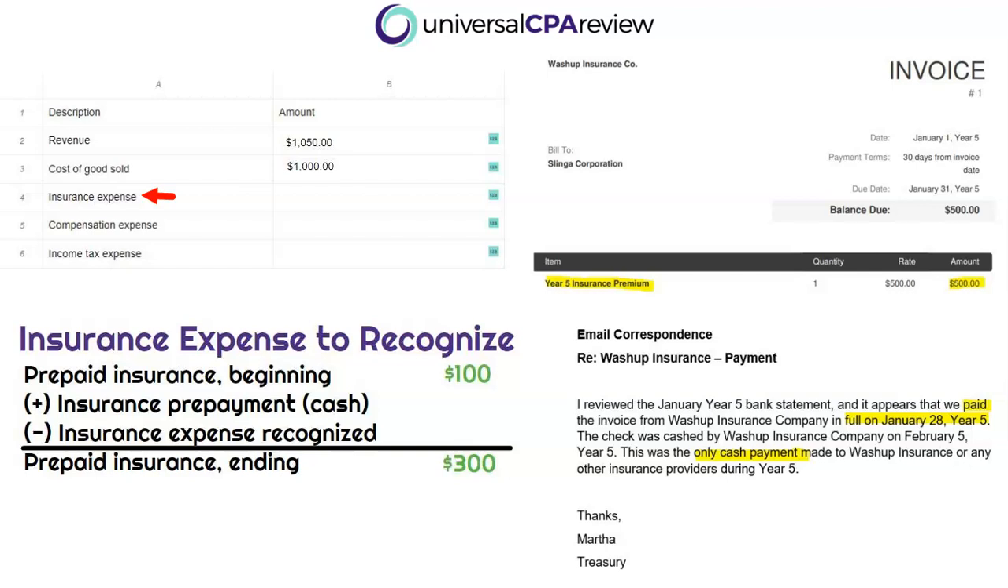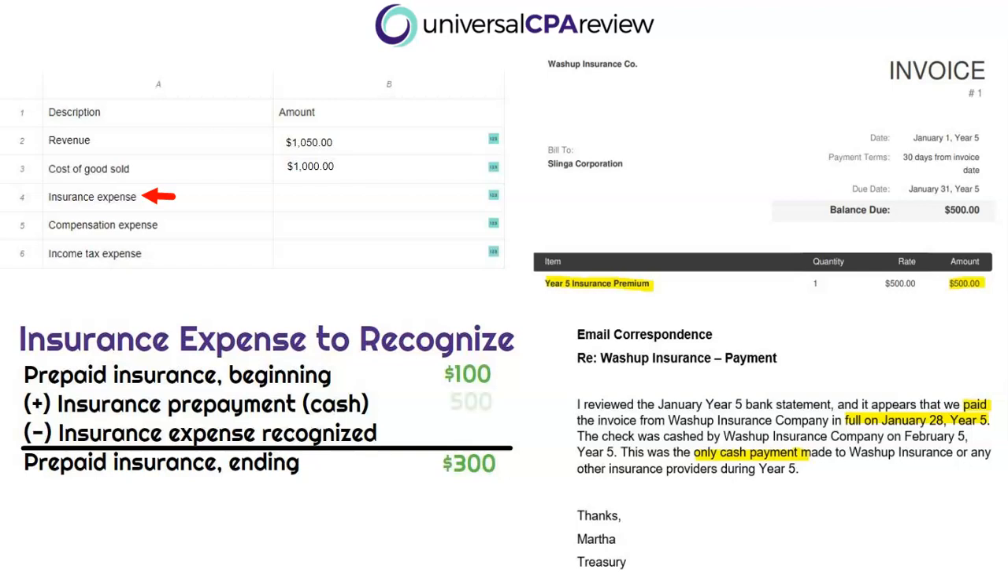We don't know if they've actually made any cash prepayment yet. But fortunately, if we read the email correspondence with our pal Martha from Treasury, she says she went in, reviewed the year 5 bank statement, and it looks like the payment was made on January 28th, year 5. And then it looks like in the February bank statement that Wash Up Insurance actually cashed the check. Now she also tells us that this is the only cash payment made to Wash Up Insurance or any other insurance providers during year 5.